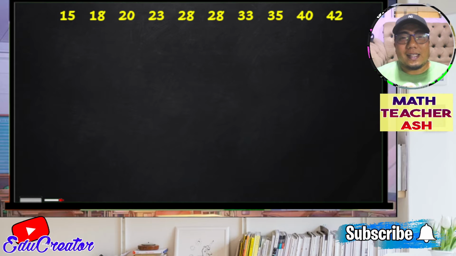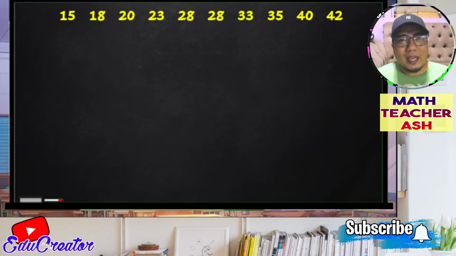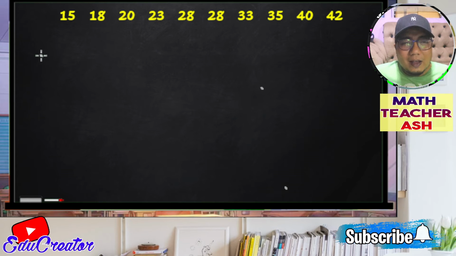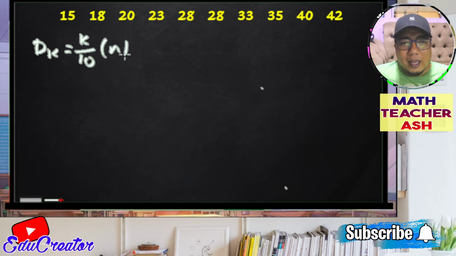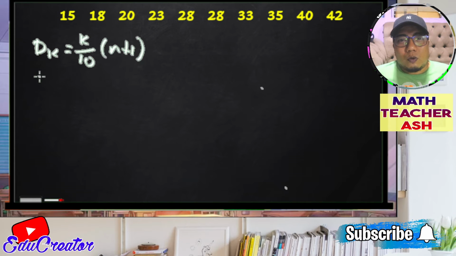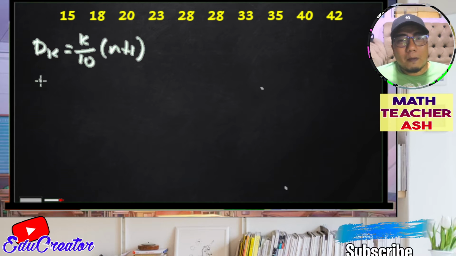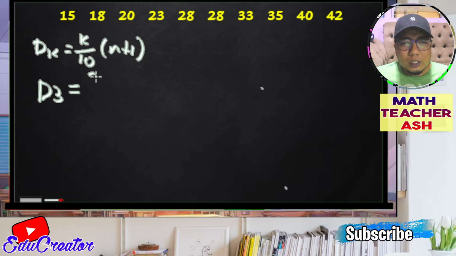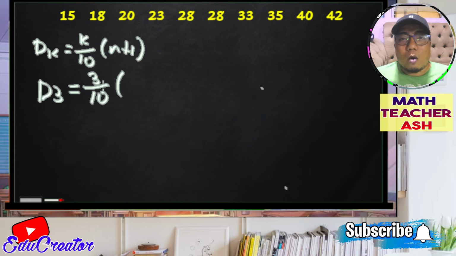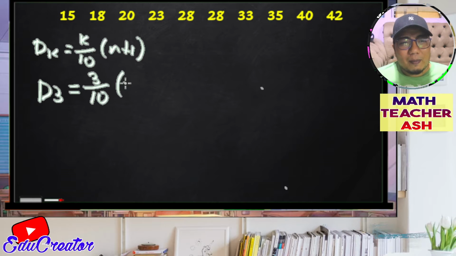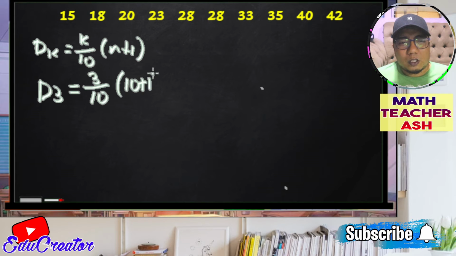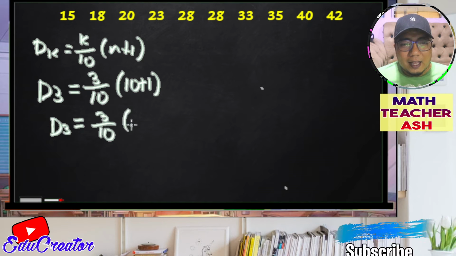Now let us continue. Since our problem talks about computing the third decile, then the value of our k will be 3. Using the formula, D sub k is equal to k over 10 times the quantity n plus 1. That is our formula. Now, we will substitute k by 3 because we are finding the third decile. So we have 3 over 10. Then n is the number of elements in our data set, and we have 10 elements. So this will become 10 plus 1. So we have D sub 3 is equal to 3 over 10 times 11.